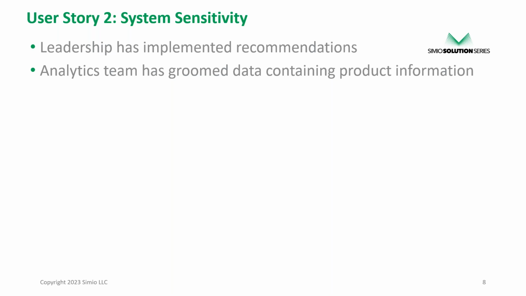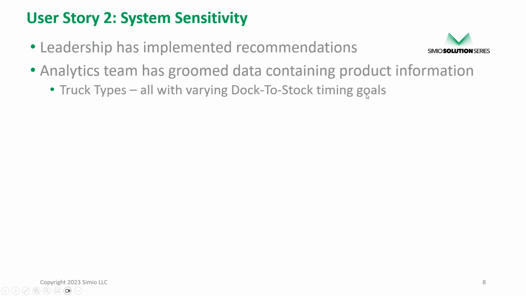Analytics has produced some sample data for us to be able to work with. Among that data, we're going to get access to the truck types, so the different truck type arrivals. There's going to be frozen goods, fresh goods, and canned goods, all with varying dock to stock timing goals, as you'd imagine. Frozen and fresh goods need to be put to refrigeration or freezer storage more quickly than maybe canned goods. And then on each truck type, maybe there's a certain pallet type that'll be on that truck.